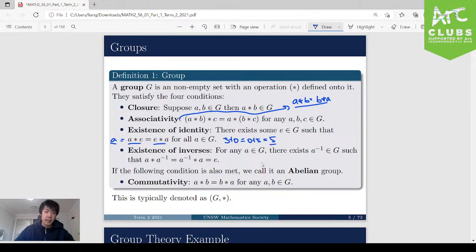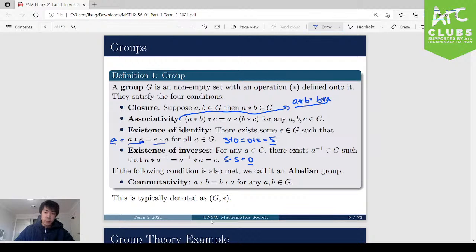And finally, there needs to be an existence of inverses, which means that for any A in the set G, there exists an A inverse such that A star A inverse equals A inverse star A equals E. So for example, again, just working over normal addition, for every real number, the negative of that number is the inverse. Because for example, 5 minus 5 brings you back to 0, which we previously defined as being that E in the group G. Okay. And finally, those are the 4 main conditions you need to claim something as a group.